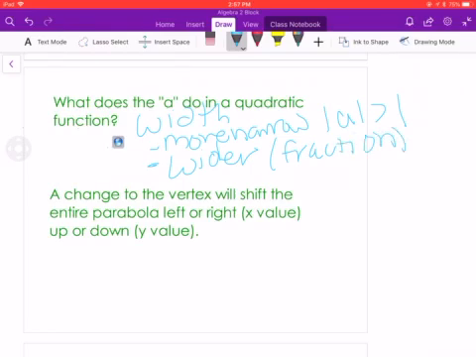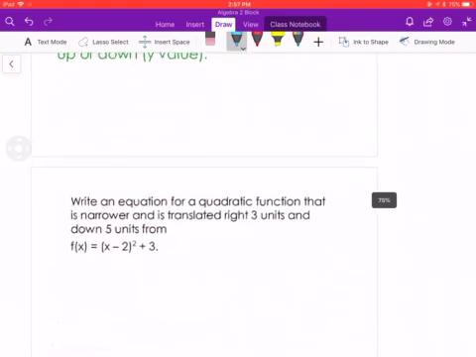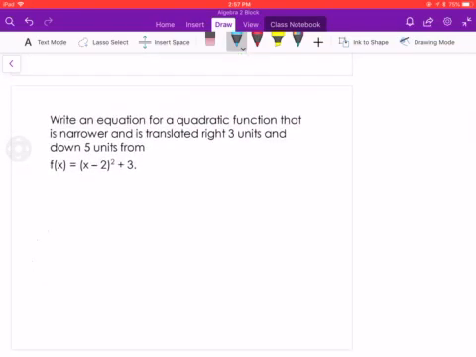Your a value is also in charge of the direction. Alright. A change to the vertex will shift the entire parabola to the left or right, so that's your x value, up or down with your y value. So we're going to write an equation of the quadratic function that is narrower and is translated to the right 3 units and down 5 units. So we're going to start off with our original.